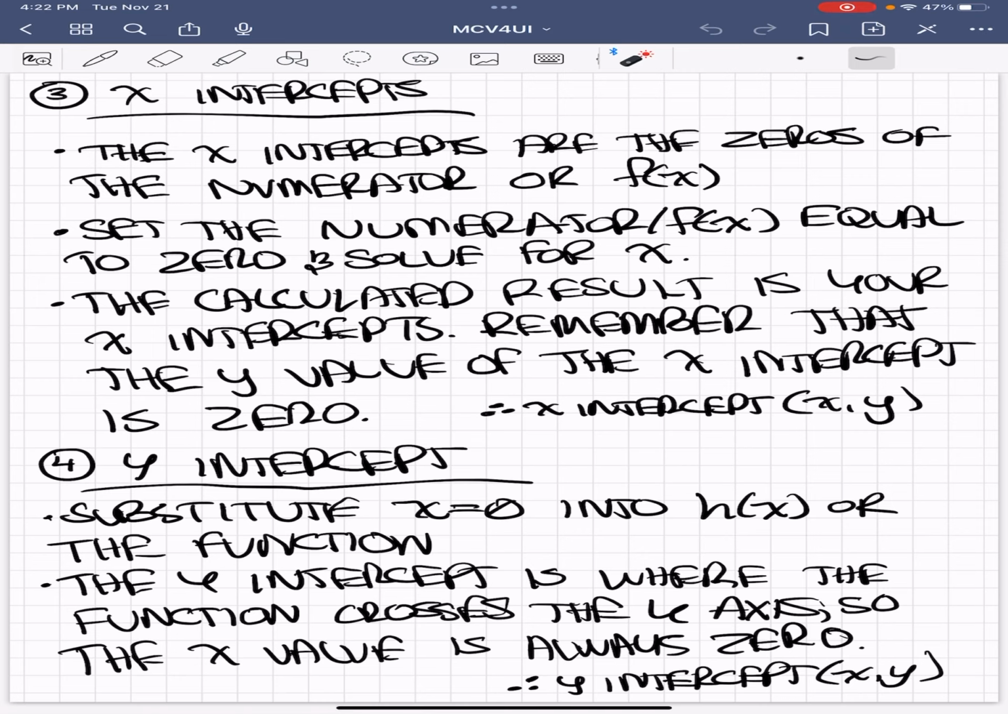X-intercepts. X-intercepts are the zeros of the numerator, or f of x. Set the numerator equal to 0 and solve for x. The calculated result is your x-intercepts. Remember that the y value of the x-intercepts is 0. And let's not forget that therefore statement. Substitute x equals 0 into h of x, or the function. The y-intercept is where the function crosses the y-axis, so the x value is always 0. And let's not forget the y-intercept therefore statement. So again, substitute x equals 0 into the function.